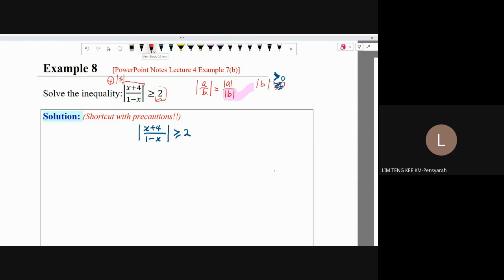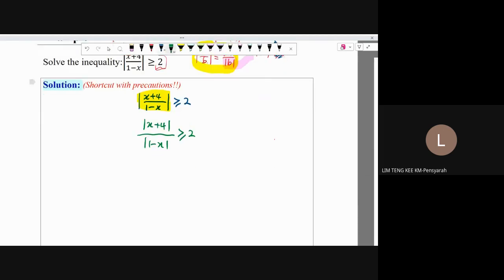In this shortcut solution, first of all, I would like to apply these properties and break this modulus into modulus x plus 4 over modulus 1 minus x greater than or equal to 2. Next, I would like to get rid of this denominator by multiplying modulus 1 minus x on both sides of the inequality.